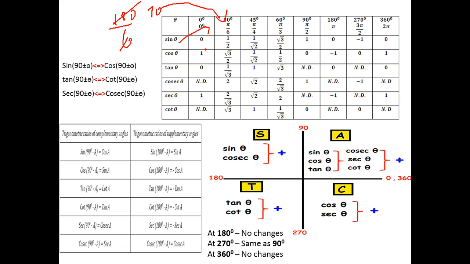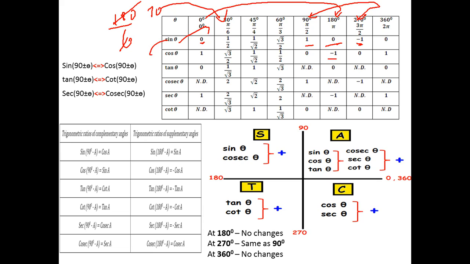See, observe carefully, friend, wherever 0 and 180 are coming, there should be the same thing, 0 is coming, 0 is coming, understand, and wherever 90 and 270 are coming, here it is minus 1, 1, 1, minus 1, like that. Now see cos 0 is 1, and at 180 degrees, 360 is the same only, but here it is the minus sign, observe carefully.